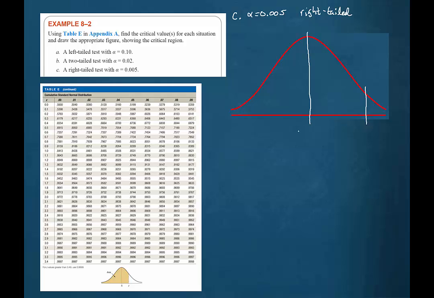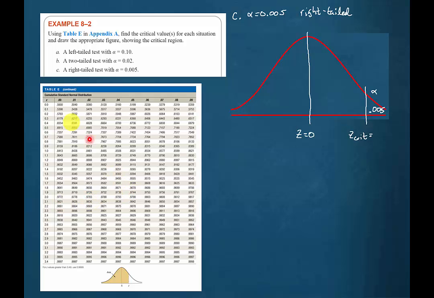Recall from the standardized normal distribution that the z-score right in the middle or right at the mean of the normal distribution is 0. So we're looking for a critical value or a z-score that corresponds to a place where we would have 0.005. Alpha is 0.005 up in this tail. So in other words, 0.5% of the distribution above this value, this critical value.